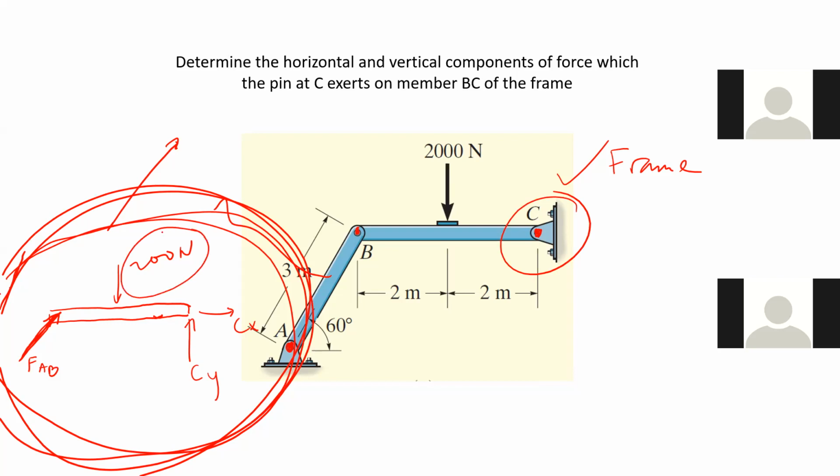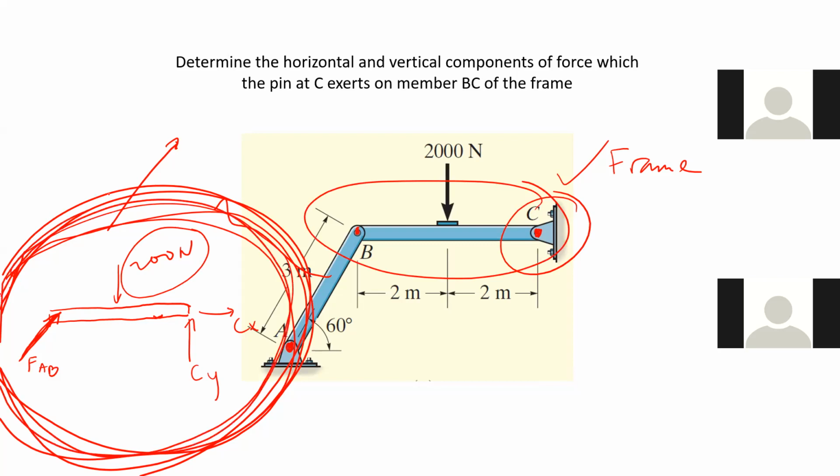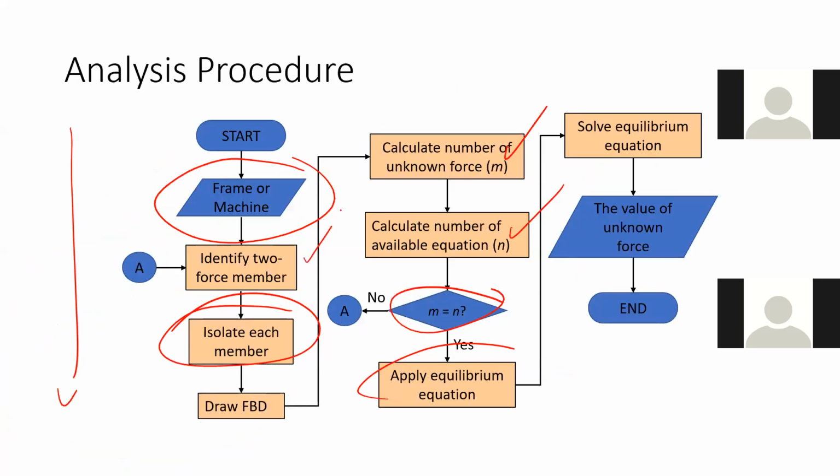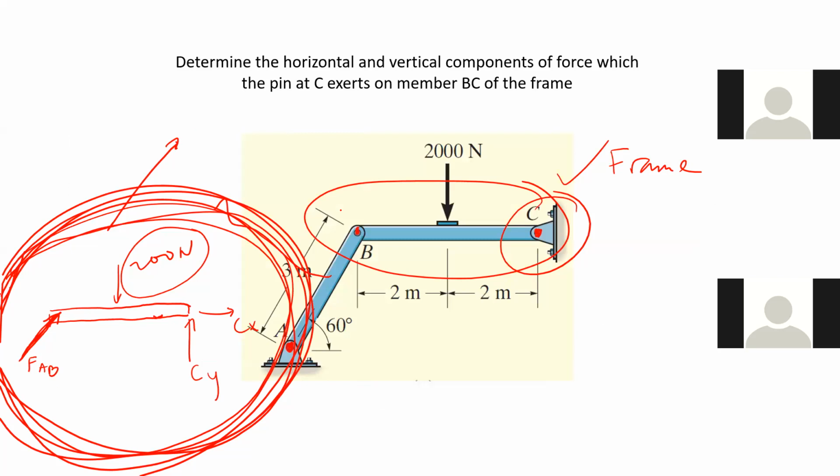Okay, and when we take a look at this, the remaining multi-force member is just the member BC. That's why we only have one free body diagram here, showing us the free body diagram of the member BC. Because remember the first step: identify the two force member, and then isolate the remaining multi-force members and draw a free body diagram for each remaining multi-force member. In this case, the remaining multi-force member is just the member BC only. So now we have this particular free body diagram.